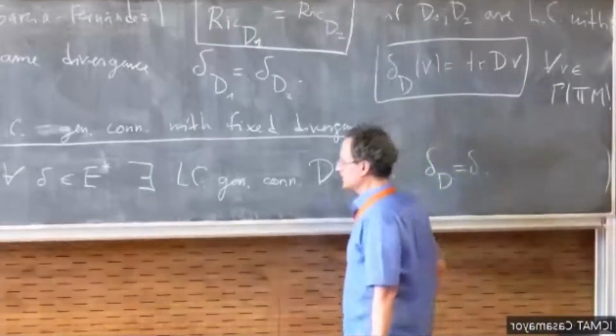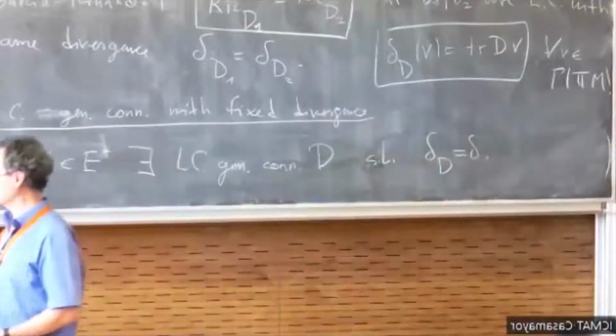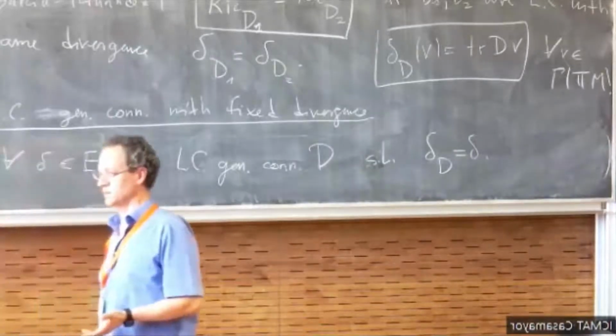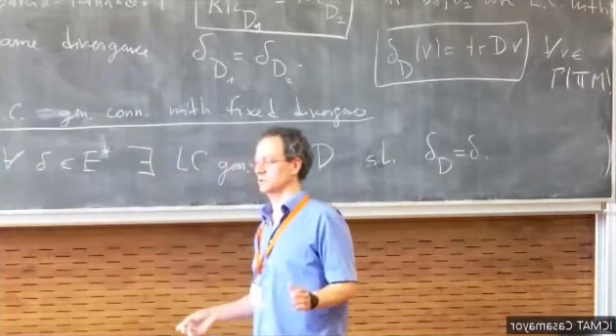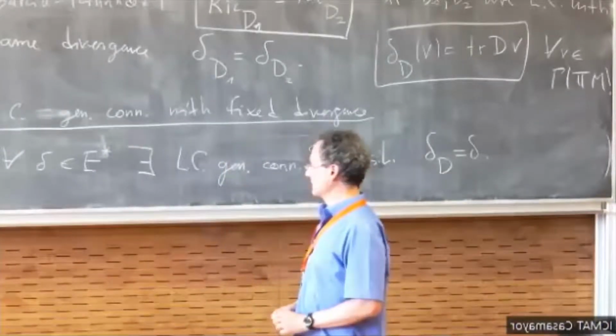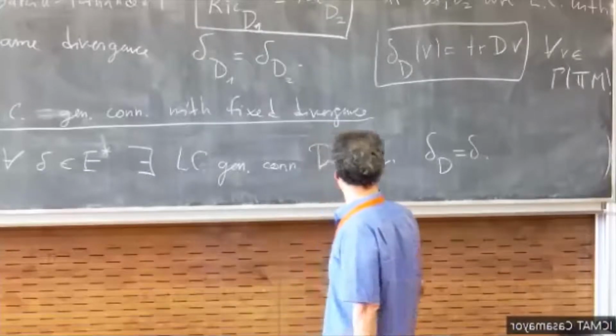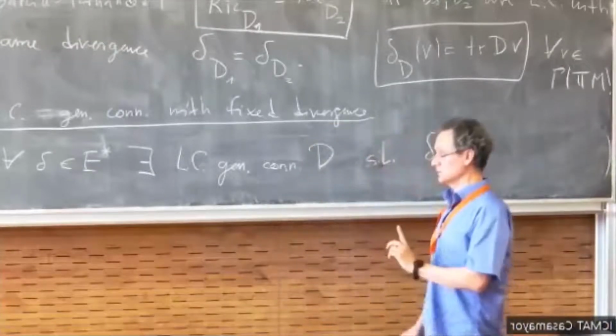And we prove this in the following way. We first check that for this canonical Levi-Civita connection on the Lie group, the divergence is zero. And then we have just to check that by adding some element of the first generalized prolongation, we can obtain all other divergences. And this is just a surjectivity of a certain linear map, which can be easily checked. And in fact, this is true in dimensions larger or equal to two.